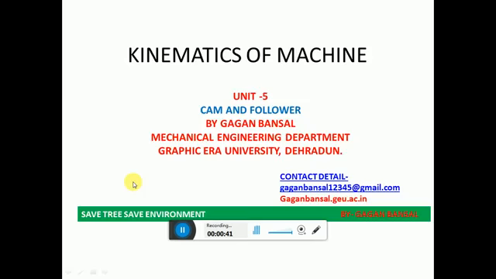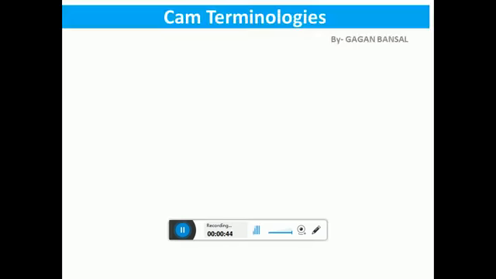As has been noticed in most cases, many times students face problems. So directly, today we'll be discussing cam terminologies. Let's start with the shaft.